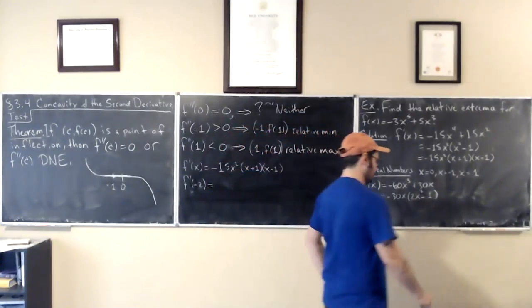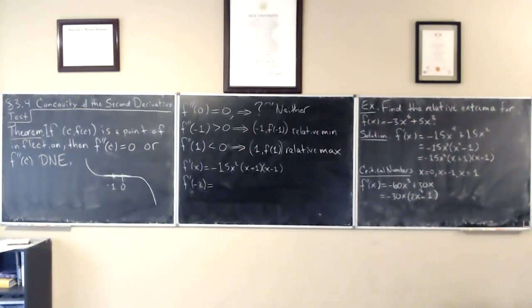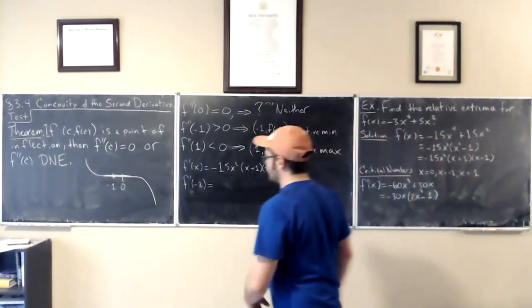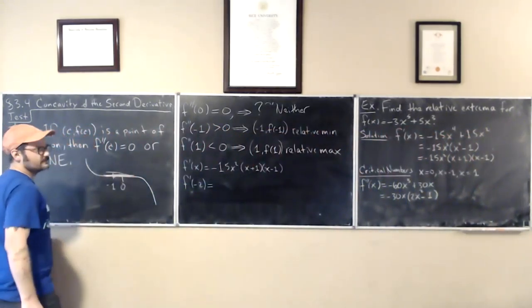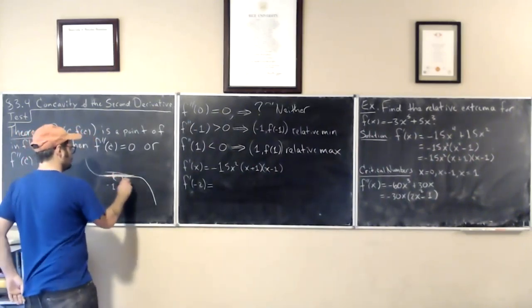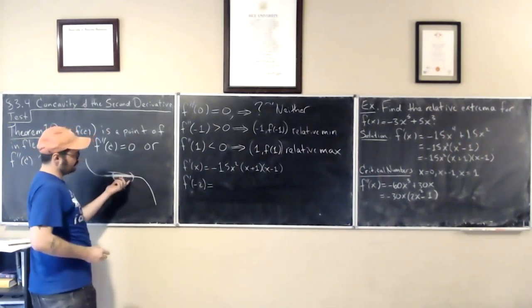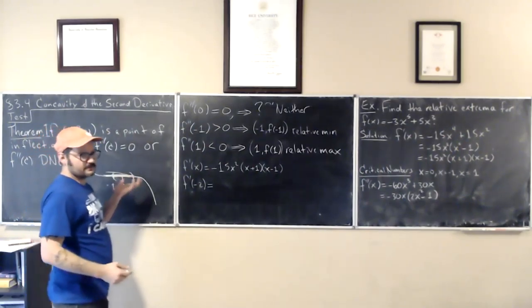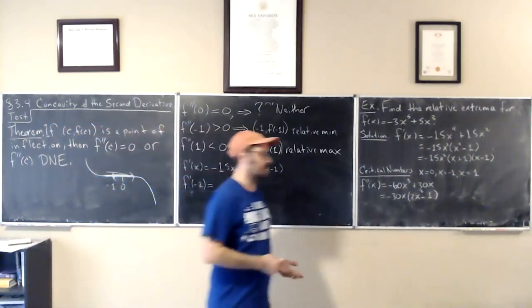Let me make sure about that. Yeah, it is neither. They don't explain why in the textbook, but I bet it's neither because the graph looks like that. On some interval containing zero, we don't know the width of it, but some interval around there, everything is flat on the curve. So it's neither relative minimum or relative maximum.